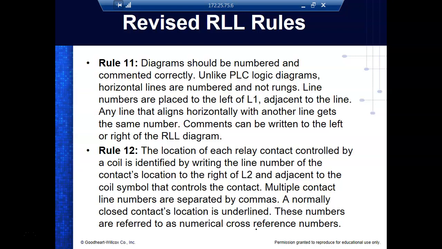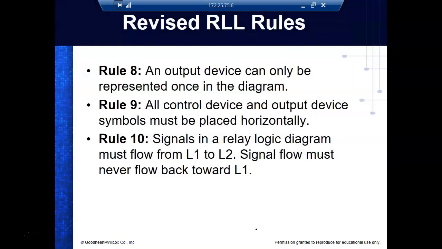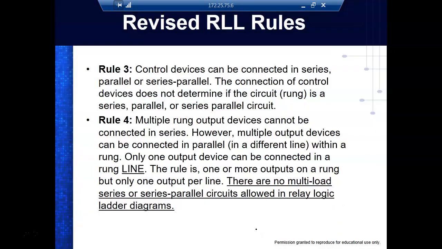The location of each relay contact controlled by a coil is identified by writing the line number of the contact location to the right of L2 and adjacent to the coil symbol that controls the contact. For multiple contact lines, the numbers are separated by commas. A normally closed contact location is underlined. These numbers are referred to as numerical cross-reference numbers, and most people just call them cross-reference numbers.